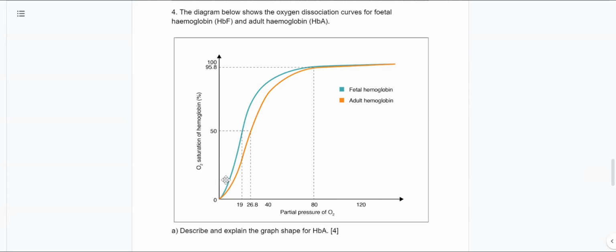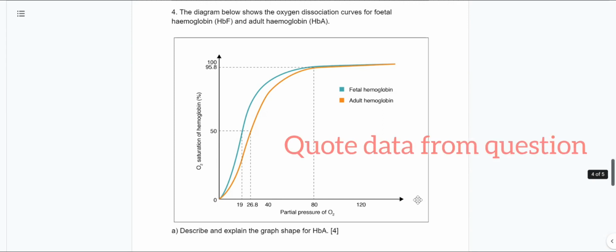So typically, the main thing you need to observe in this graph is the fact that adult hemoglobin's curve has a sigmoidal shape. And this sigmoidal shape is linked to the fact that HbA displays subunit cooperativity, which I will go on to elaborate in my answer later. And also for described questions, you want to make sure that you quote the data given.